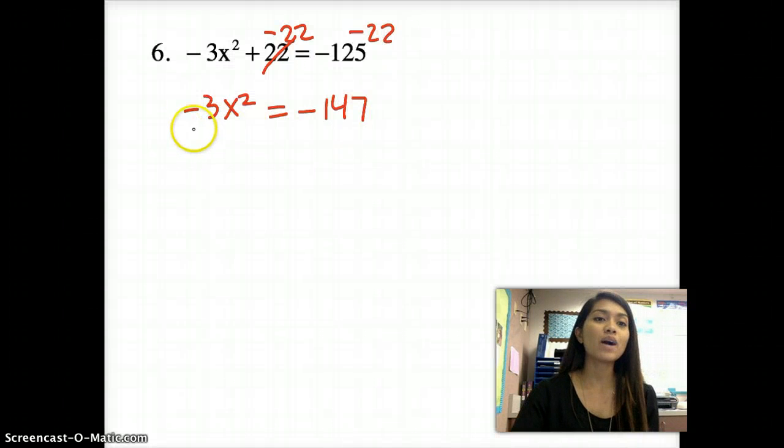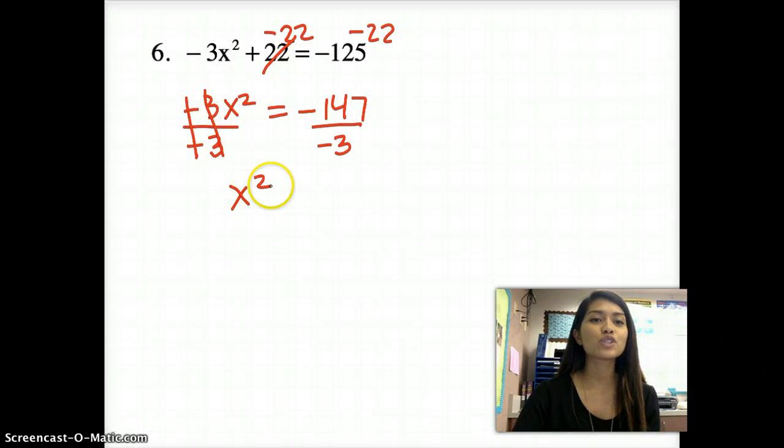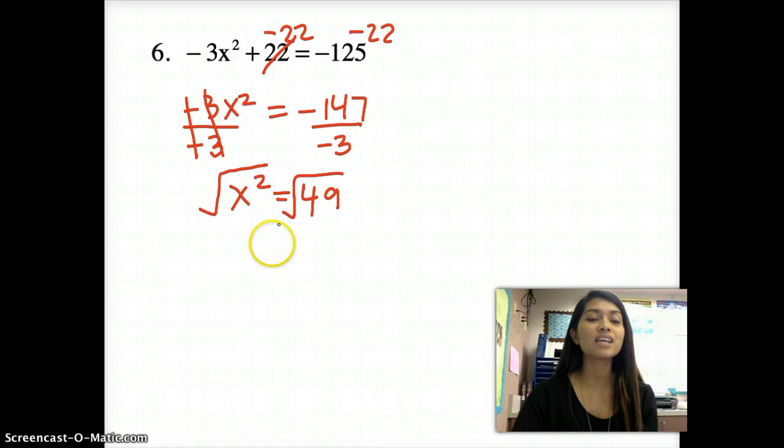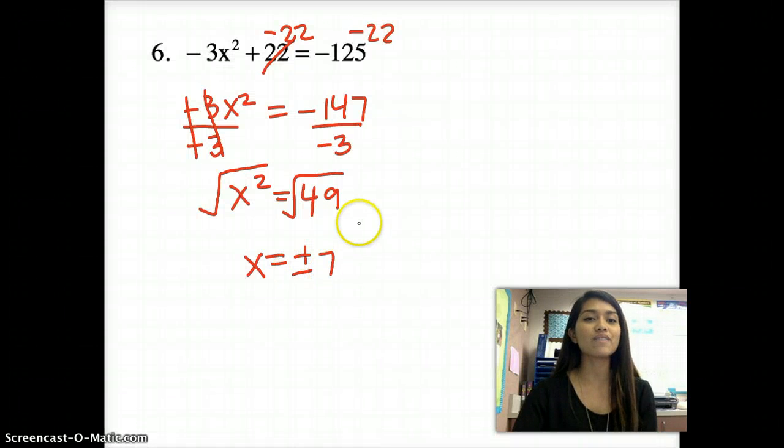147. Now, in order to isolate, I'm going to get rid of the 3 by dividing both sides by negative 3, leaving me with x squared equals, let's see, 3 goes into 14 about 4 times with a remainder of 2, and that will go in 9 times, so 49. I'm going to take the square root of both sides, leaving me with x equals positive and negative 7.